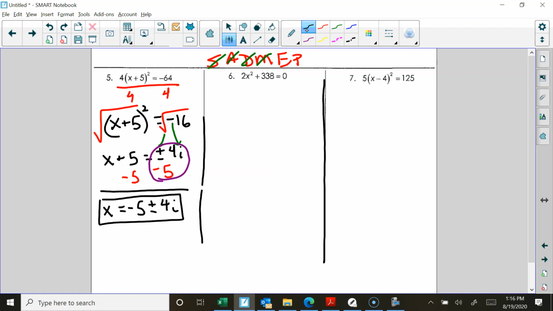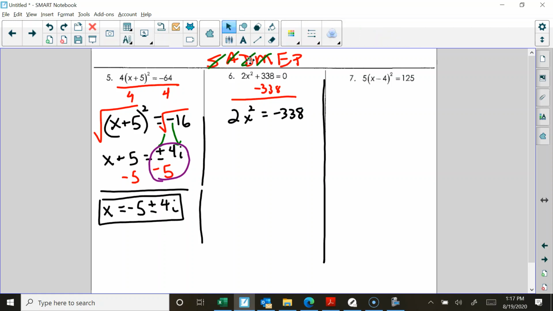Number 6, we're going to subtract the 338. 2x squared equals -338. Okay, big point of confusion here. Which do you do first? Do you divide by the 2 or do you take the square root? We're going to divide by the 2 because division comes before the exponents in SADMET.